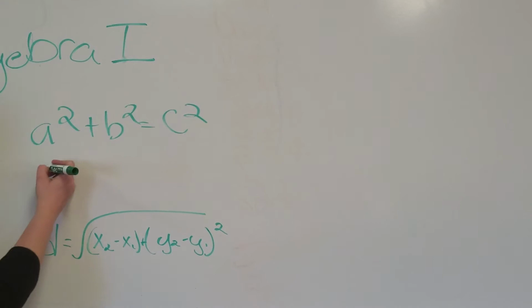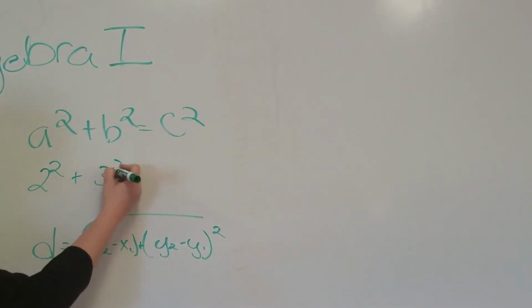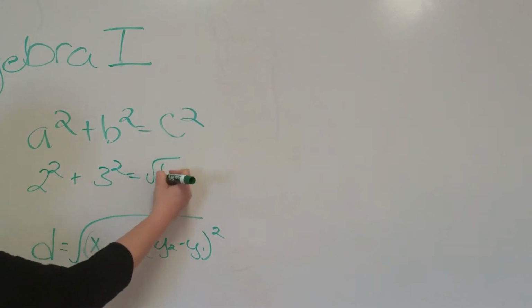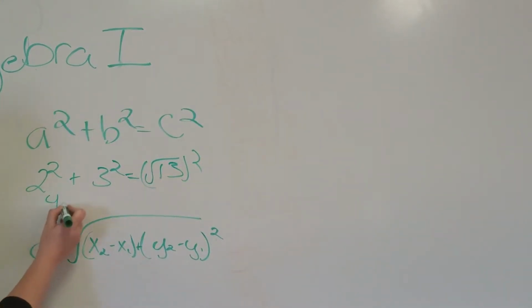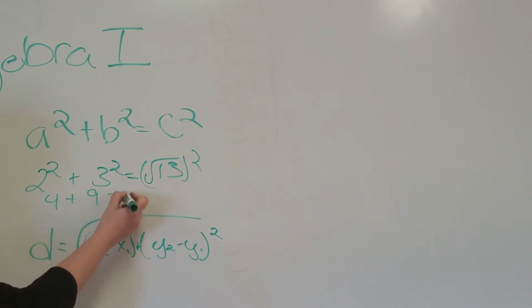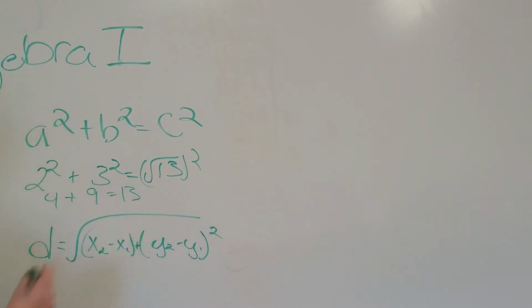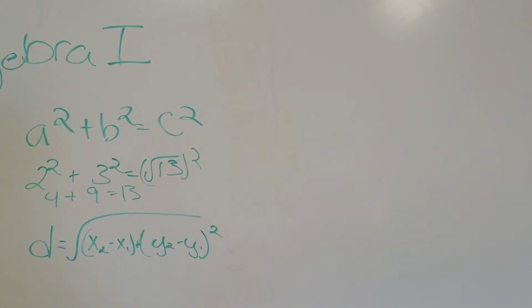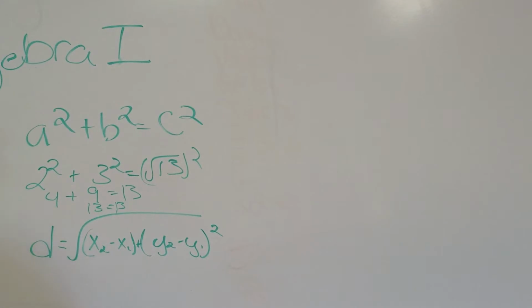So the first one would say 2 squared plus 3 squared equals square root of 13 squared. So 2 squared is 4, 3 squared is 9, and square root of 13 squared is 13. Remember, when you square a square root, you get the number itself outside of the square root. So 9 plus 4 is 13, equals 13. That's a right triangle, okay?